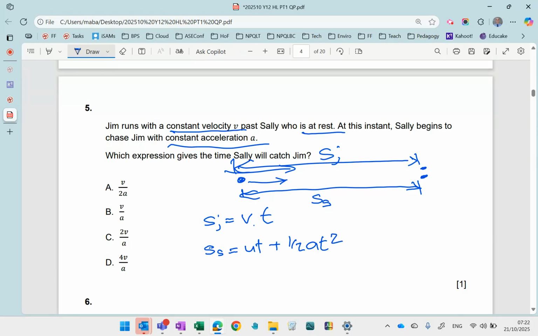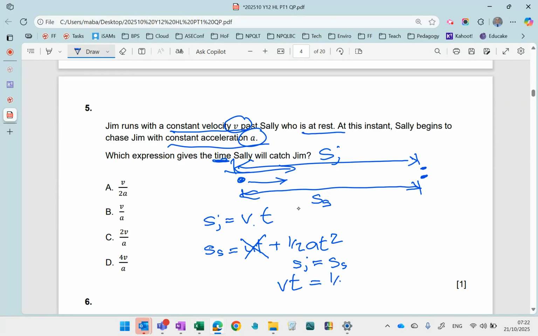and I've chosen this expression because it links the variables that we've got. It's got v's in it, it's got a's in it, it's got t's in it. We're after an expression for time. Now, because Sally starts at rest, we can get rid of the ut because your initial velocity is 0, so that term just disappears. So now you've got two expressions, and we can put them equal to each other because we said that when Jim's displacement is the same as Sally's displacement, then they're going to catch each other.